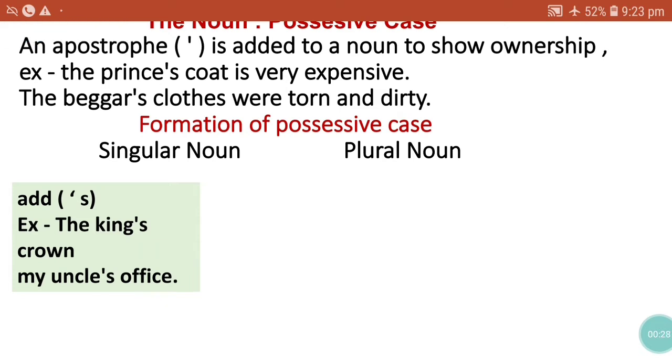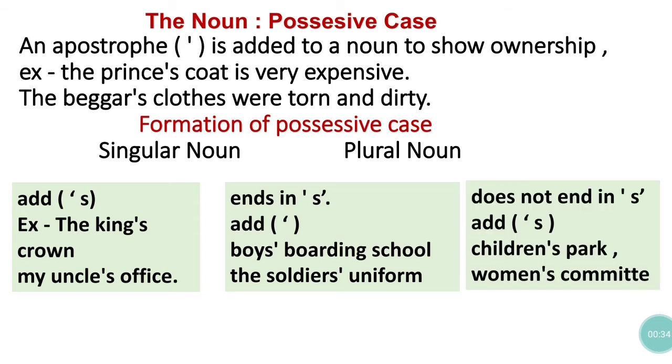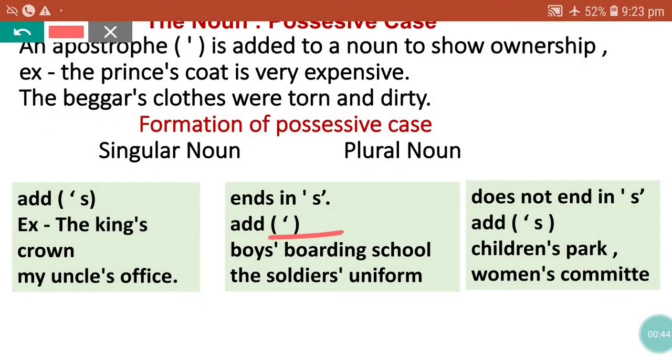Now plural nouns. So there are two cases in plural nouns: when the plural noun ends in s, and another when the plural noun does not end in s. So when the noun is plural and ends in s, the possessive case is formed by adding only an apostrophe at the end of the word. For example, boys' boarding school, the soldiers' uniform.